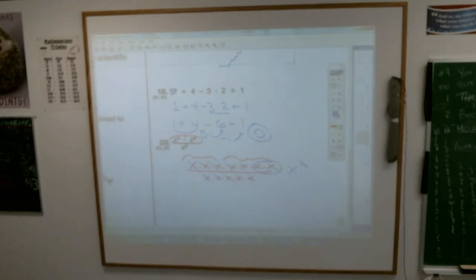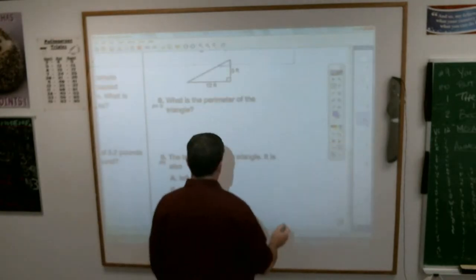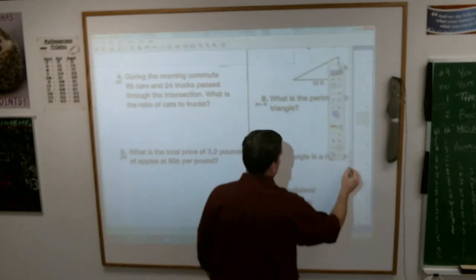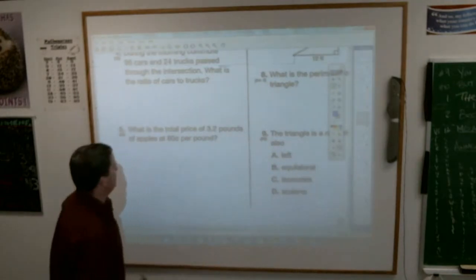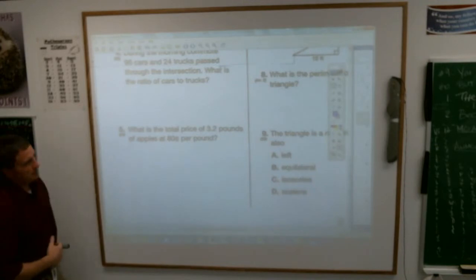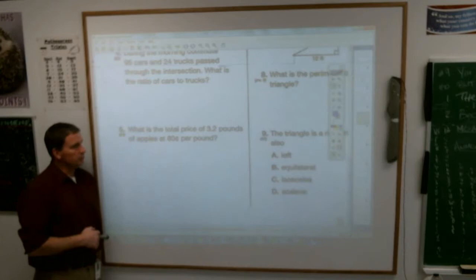Ah, no, Caitlin Stritzel. How do you make number 5? Lucky number 5. What is the total price of 3.2 pounds of apples at 80 cents per pound? What did you do for that, Caitlin? 80 times 3. 0.2 though, isn't it? I didn't do that part.